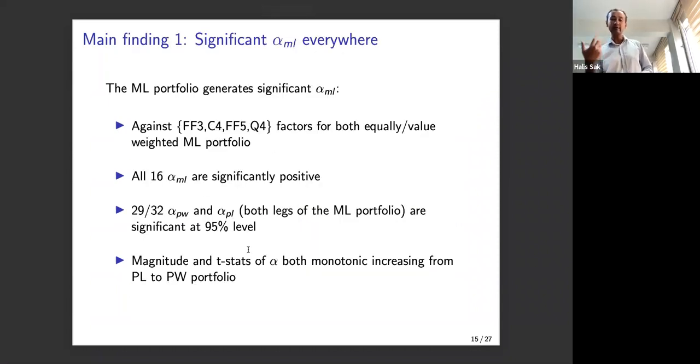Okay. And what are our findings? The first result is we found significant average alpha.